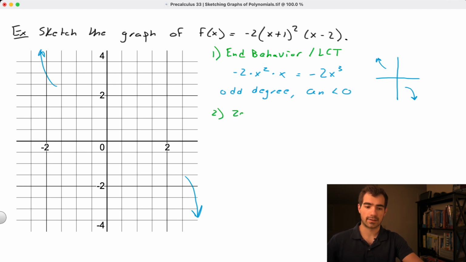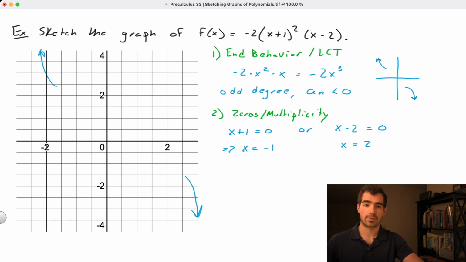Next, we can find the zeros and their multiplicity. Since our function is already written in factored form, we know that we can find the roots by solving for where each of the factors themselves are equal to 0. In other words, when x plus 1 is equal to 0, or when x minus 2 is equal to 0, giving us x equal to negative 1 when we subtract that 1 from both sides, and x is equal to positive 2 when we add that 2 to both sides.